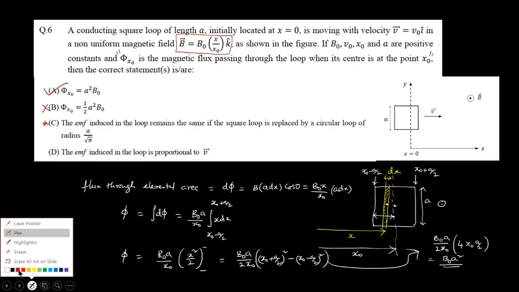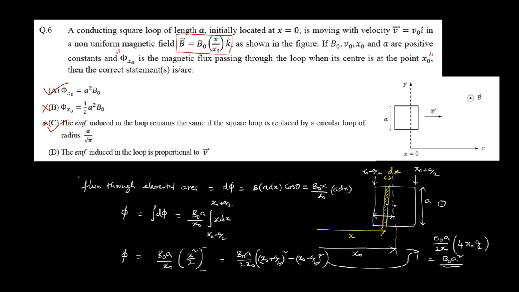So this is really testing the patience as well as the subject knowledge. Okay, option C. For option D, we can easily say that the EMF is proportional to V bar. So the answer for this question will be ACD.